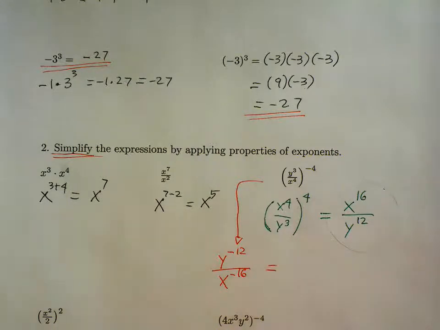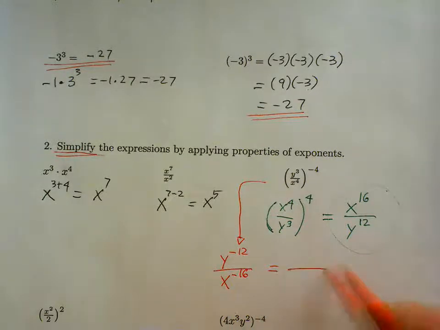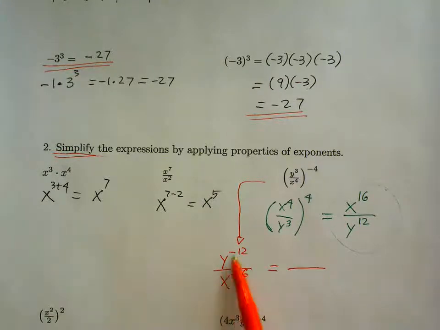So from here, if you remember what I said earlier, if you have a term with a negative exponent in the numerator, you can write the term in the denominator if you change the exponent to a positive. So instead of y to the -12 in the numerator, we can have y to the +12 in the denominator. And similarly, if we have x to the -16 in the denominator, that's equivalent to x to the +16 in the numerator.